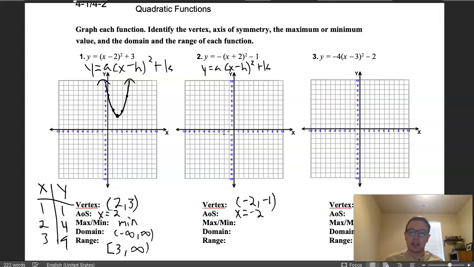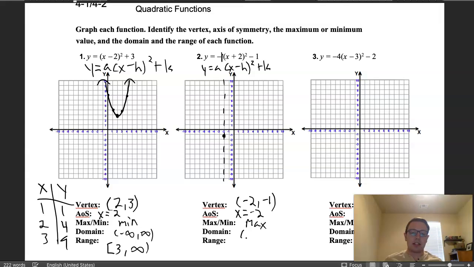So let's go to (minus 2, minus 1). Let's put our point down. We can dash out that this is our axis of symmetry as well. Now, is this going to be a maximum or a minimum? Well, our a value is minus 1, meaning that we're going to go down, or that this value is a maximum.